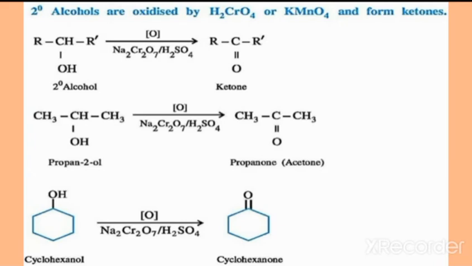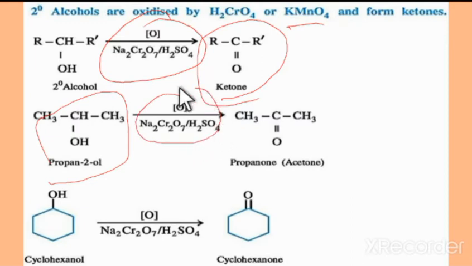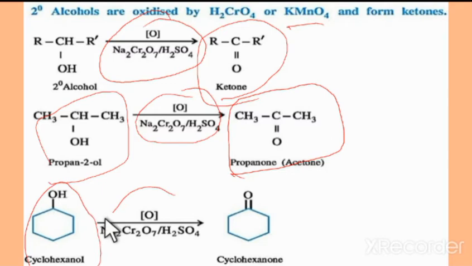Secondary alcohols undergo oxidation in the presence of sodium dichromate, potassium dichromate or potassium permanganate, and in that case they give ketones. Secondary alcohols give ketones. Propan-2-ol undergoes oxidation in the presence of sodium dichromate and concentrated sulfuric acid to give propanone, also known as acetone. And cyclohexanol on oxidation gives cyclohexanone.